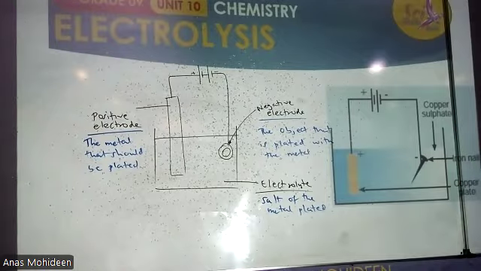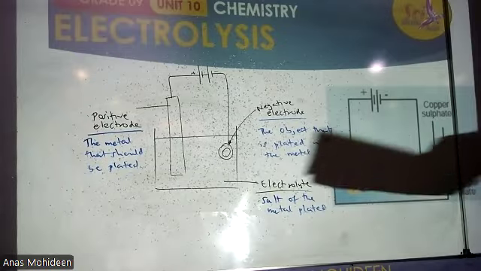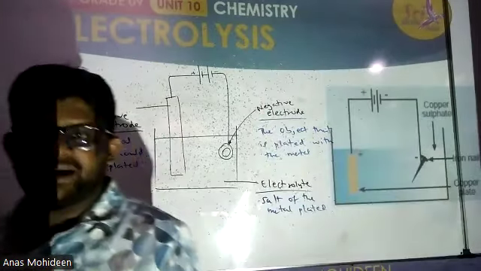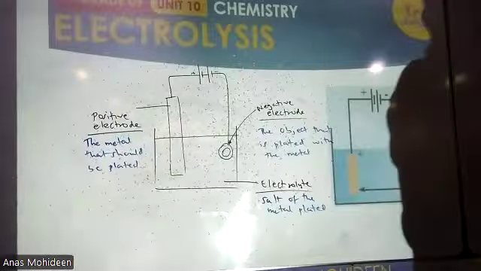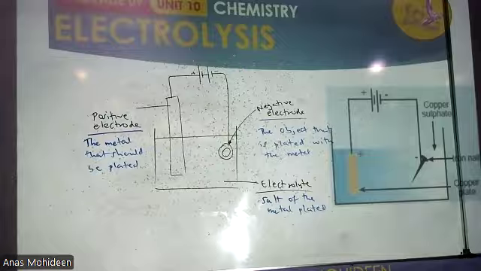Some examples: electroplating nickel metal on an iron plate protects it from rusting and also gives an attractive appearance. So iron trays are there. We are plating them by electroplating with nickel. So it gives a lustrous, shiny surface, and it is also protecting from corrosion and rusting.